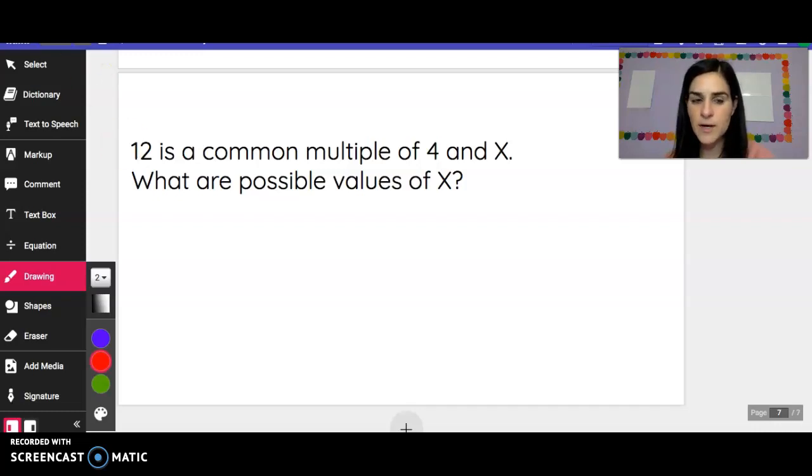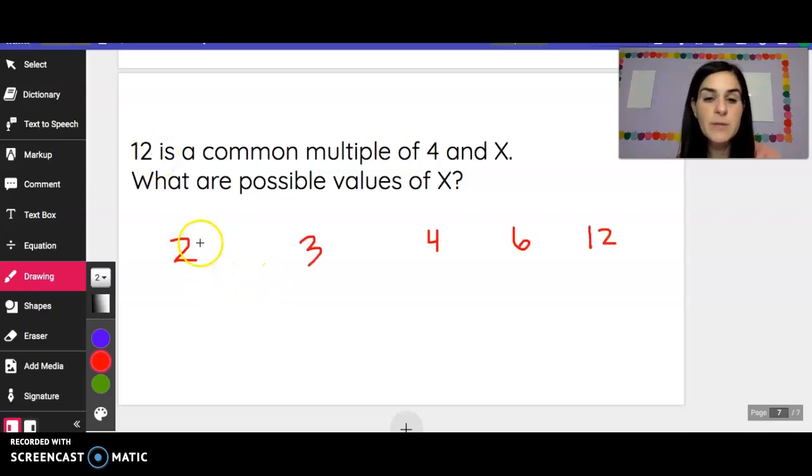There's more than one right answer here. If you find one right answer, see if you can figure out another. So here are some possible answers. If I'm counting by 2, I would get to 12. I just realized that 4 was one of the ones in here, so that's not going to be your answer. If I was counting by 3s, by 6s, and also by 12s.